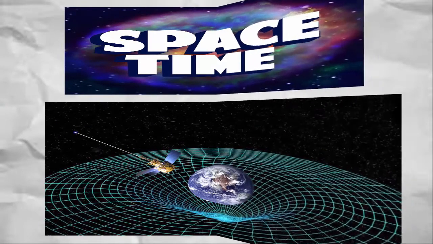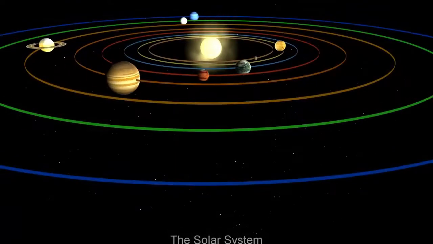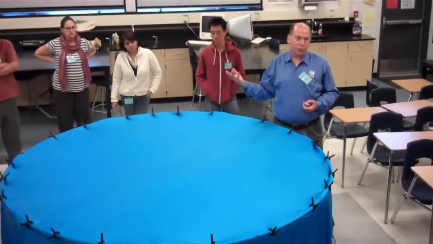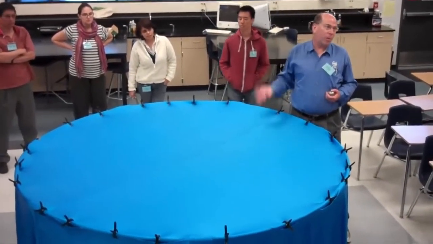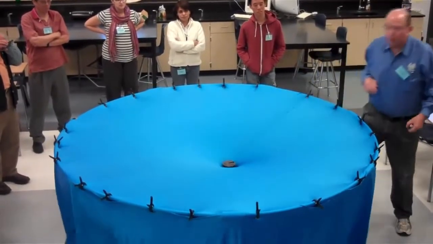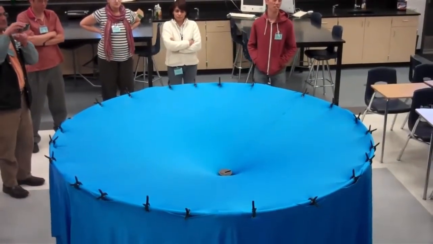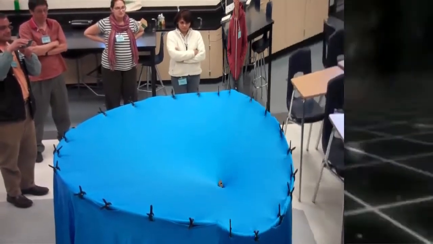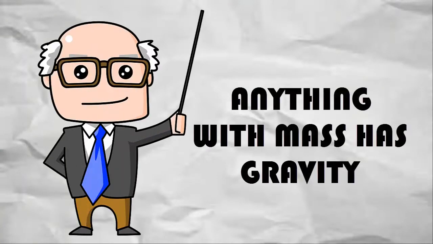Now, the best way to understand how space-time works is through this analogy. Imagine space-time to be like this trampoline. When you place an object with mass, it tends to curve the fabric of the trampoline. Similarly, when an object with a huge mass like the sun is placed on space-time, it tends to curve the fabric of space-time, which causes planets to rotate around the sun. This curving or bending of space-time is called gravity. That's why your 6th class science teacher always told you that anything with mass has gravity.